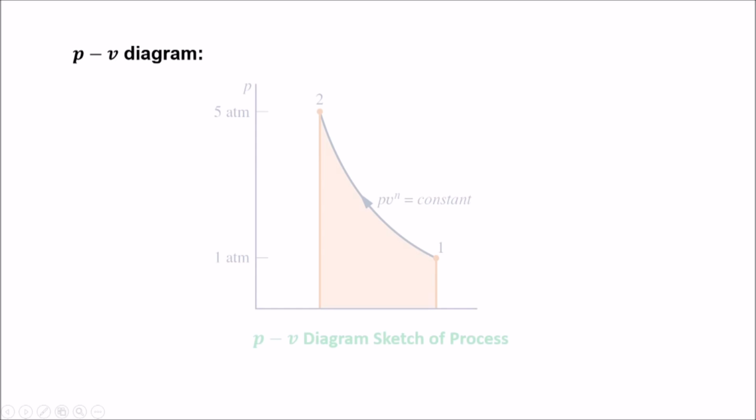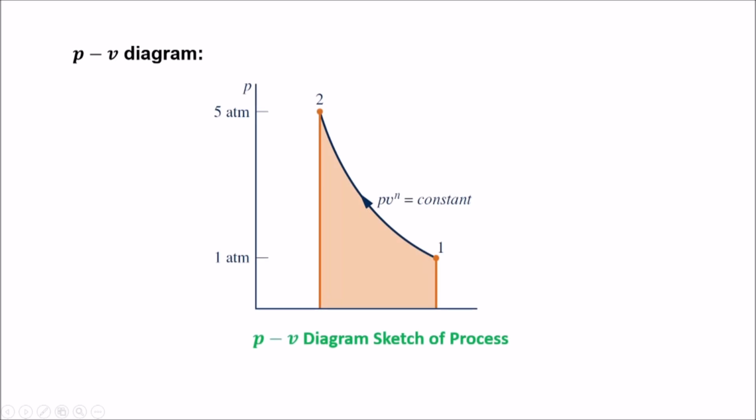The next step in the solution process is to represent the process on an appropriate thermodynamic diagram. In this case, the PV diagram, which was also provided to us. On the diagram, we represent the process from an initial given pressure value for P sub 1 to a final given value P sub 2, and that the process from 1 to 2 is a polytropic process described by PV to the n equals constant.